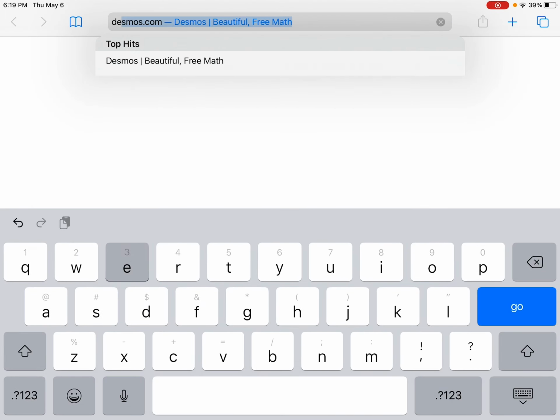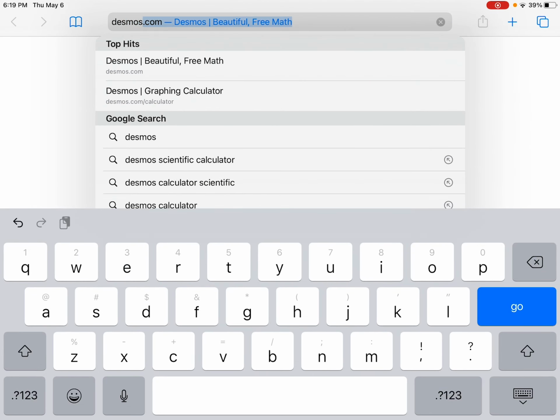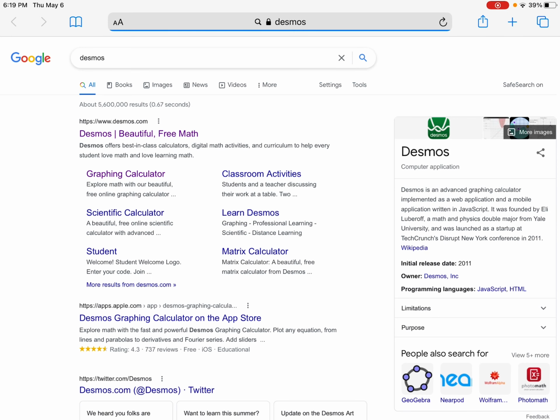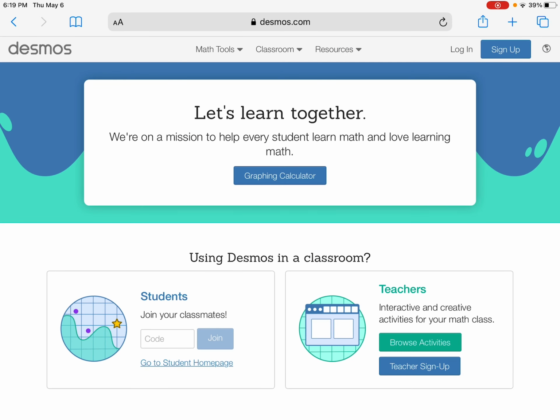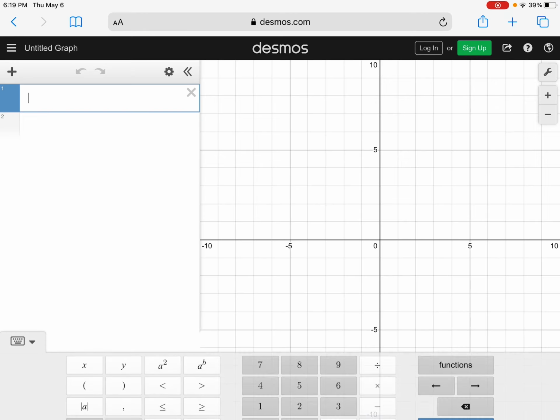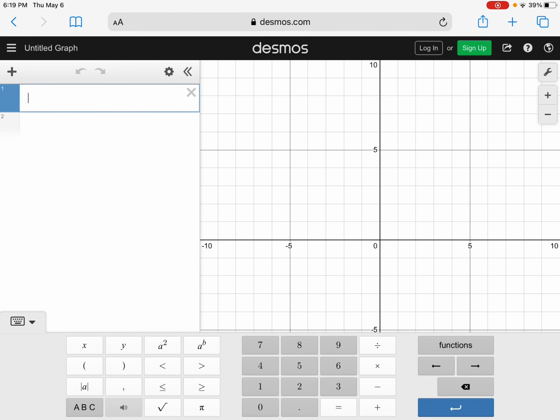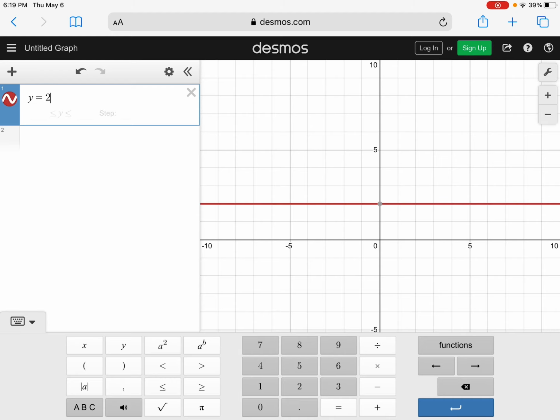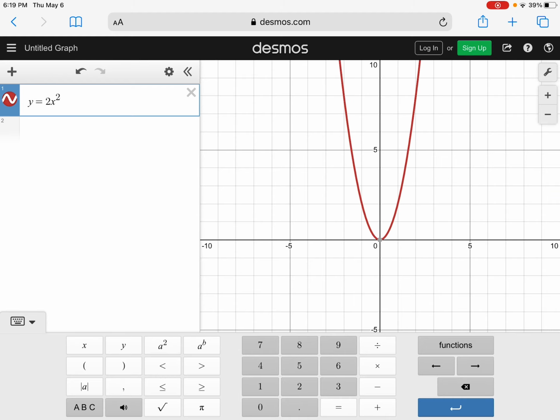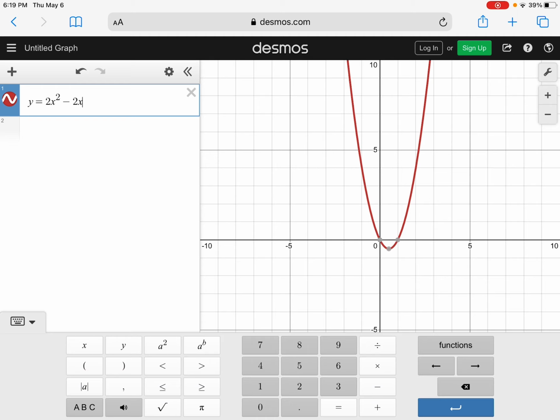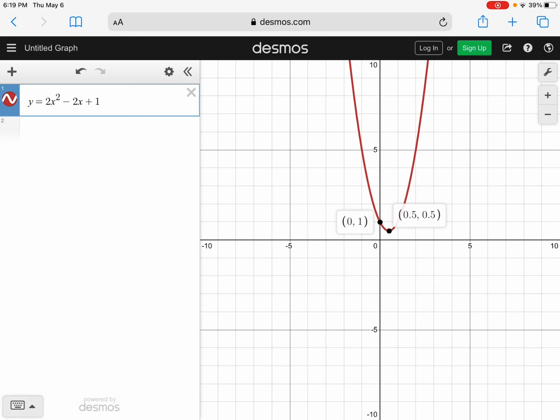So I'm going to search Desmos on Google. Click the first one and then click on graphing calculator. And then we're just going to graph it. This one says y equals 2x squared minus 2x plus 1. So I'm going to screenshot this. I want to show you some stuff. Well, first, let me click on the point so we can see what's going on, right?